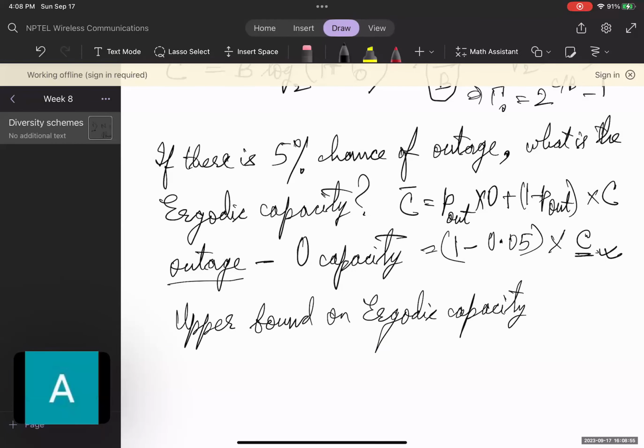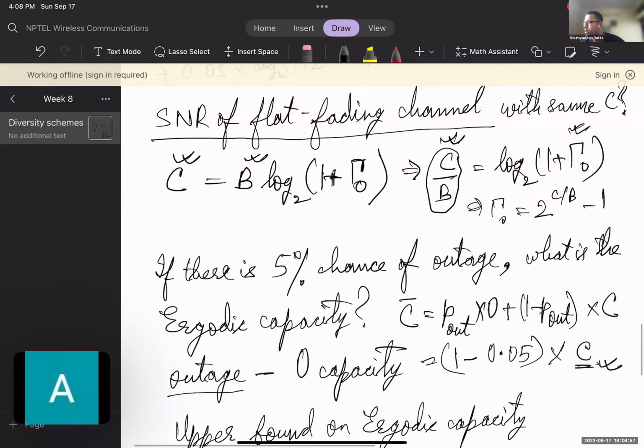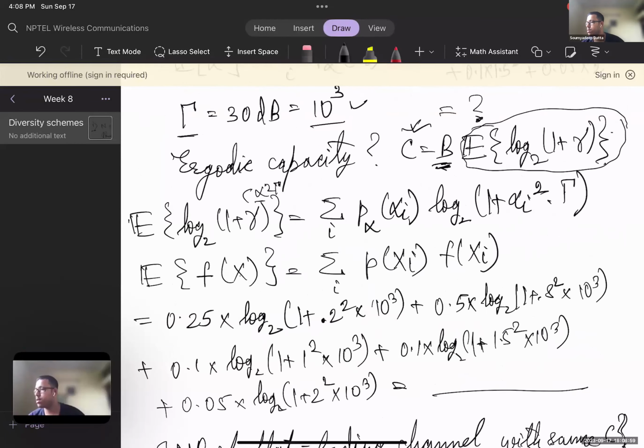You just know the value of C, which you have already calculated over here, right? This calculation that was there, expectation of log of 1 plus gamma. From this calculation, you have already calculated C, and so all you need to do is put it here and then you will get your answer. Okay, sir.